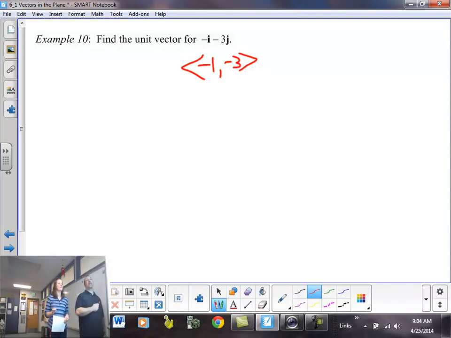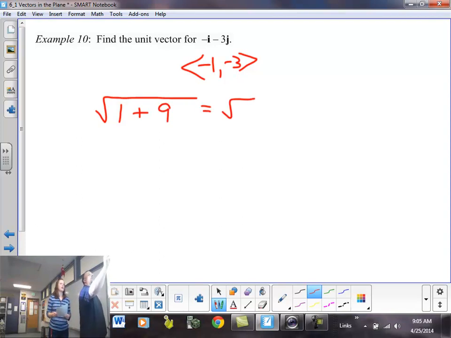So how do we find the magnitude of a component form vector? It's simply the square root of the x component squared, which is (-1) squared, 1, plus the y component squared, 9, so the square root of 10. Then I find the unit vector by dividing by the magnitude. So I get -1 over root 10, and -3 over root 10.